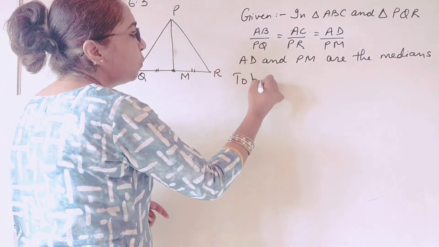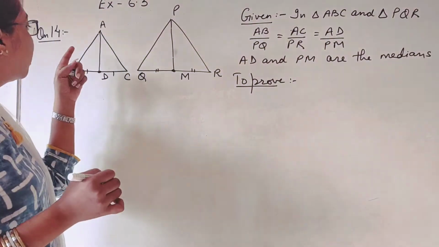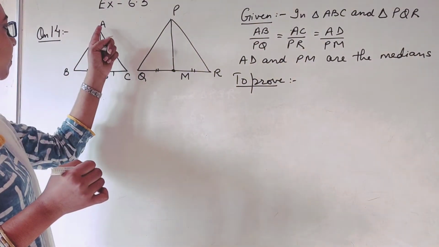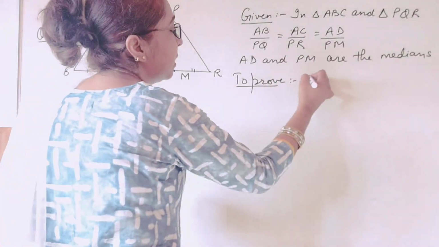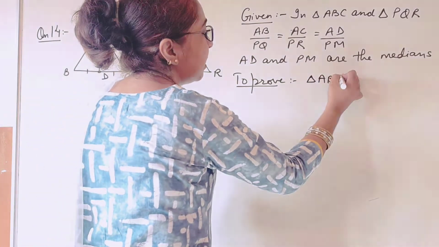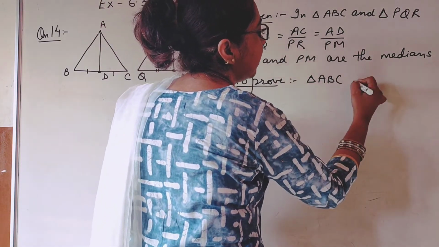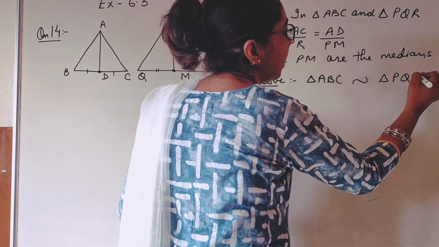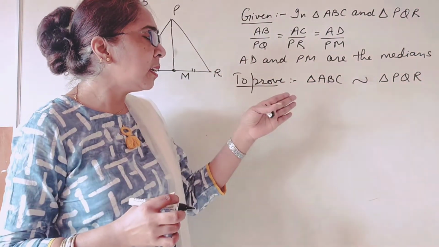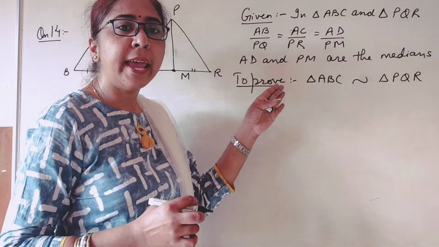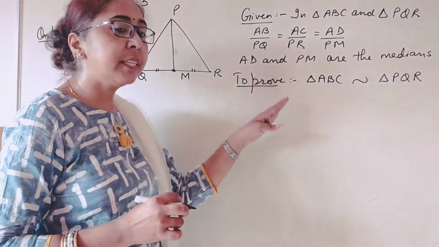We have to prove that this triangle ABC and PQR are similar, right? Triangle ABC is similar to triangle PQR. This we have to prove. It looks like question number 12 as we have in the NCERT, but this is a different question.